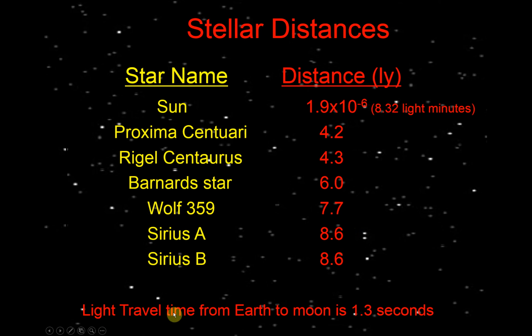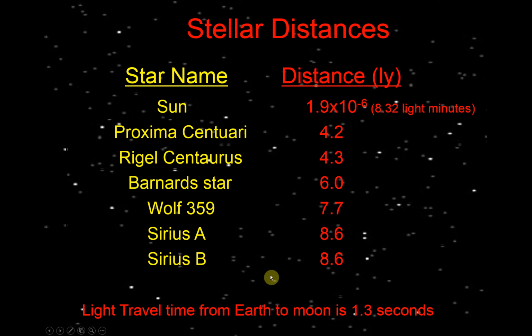For comparison, the light travel time from the Earth to the Moon is about 1.3 seconds. So the Apollo astronauts, when they stood on the surface of the Moon, would say something, and then it would take about 1.3 seconds for that signal to be transmitted to the Earth by radio waves. So that's just for comparison.